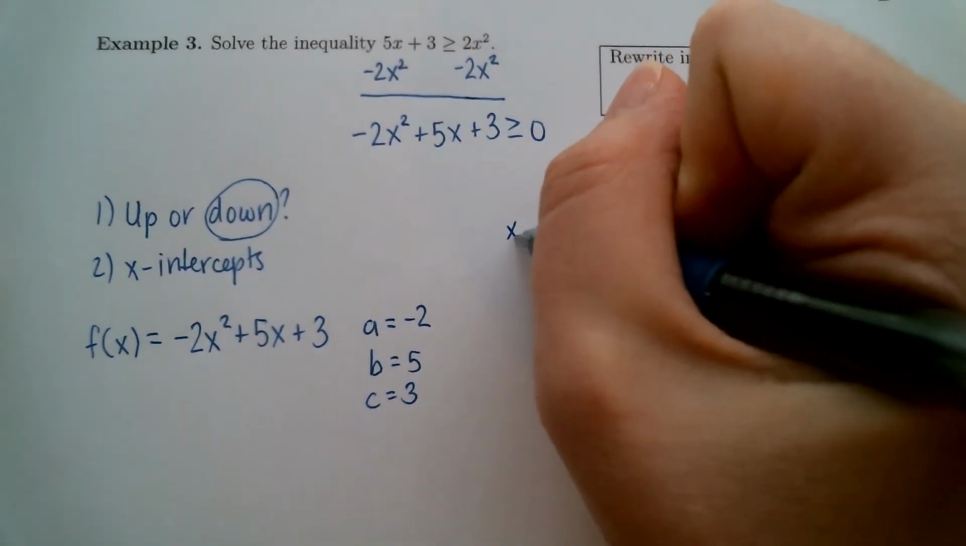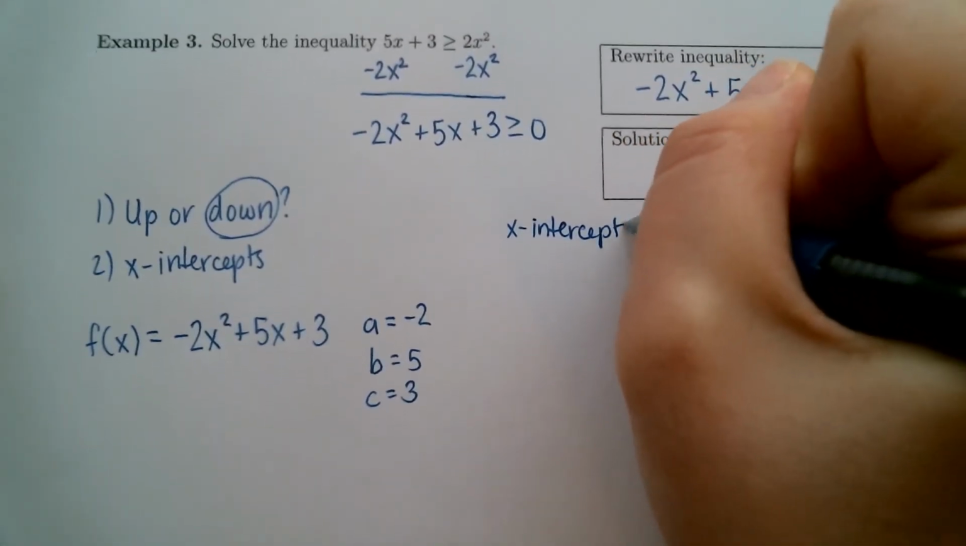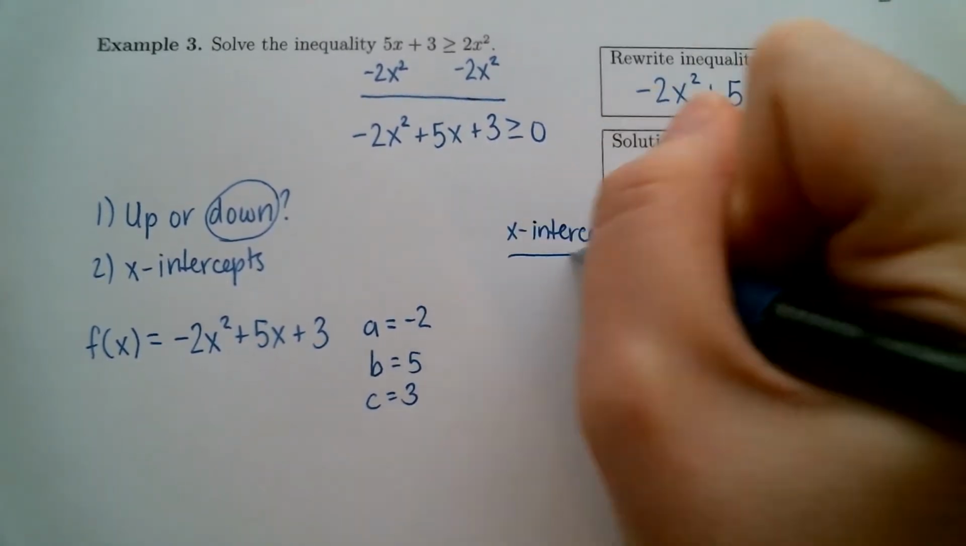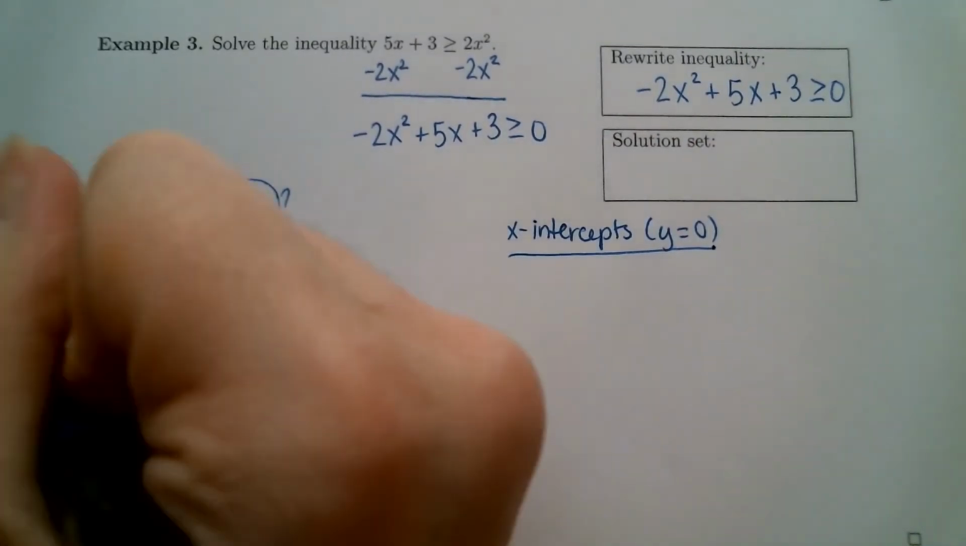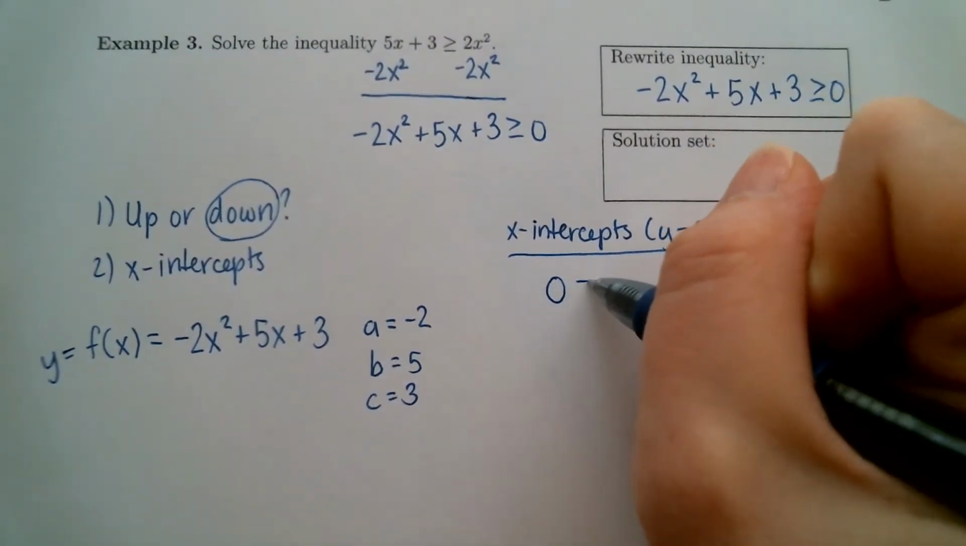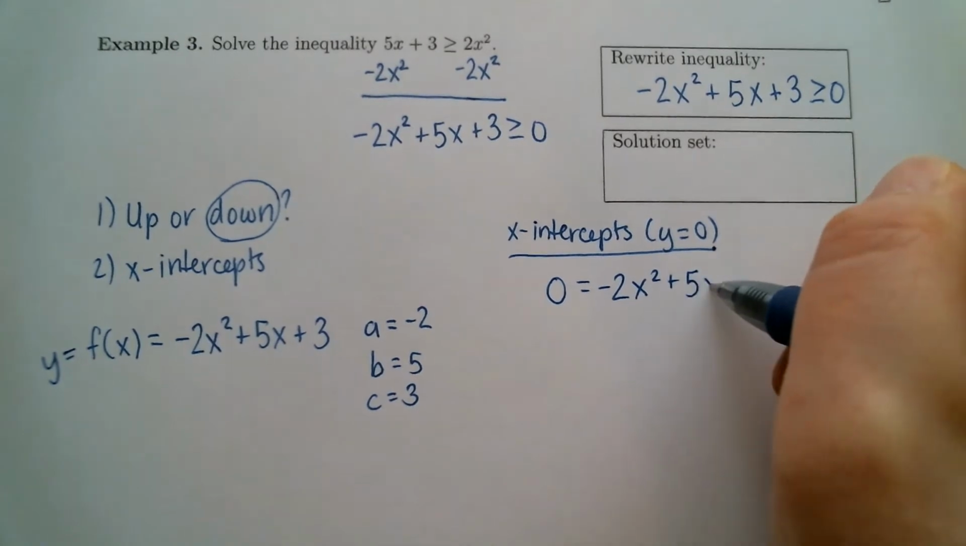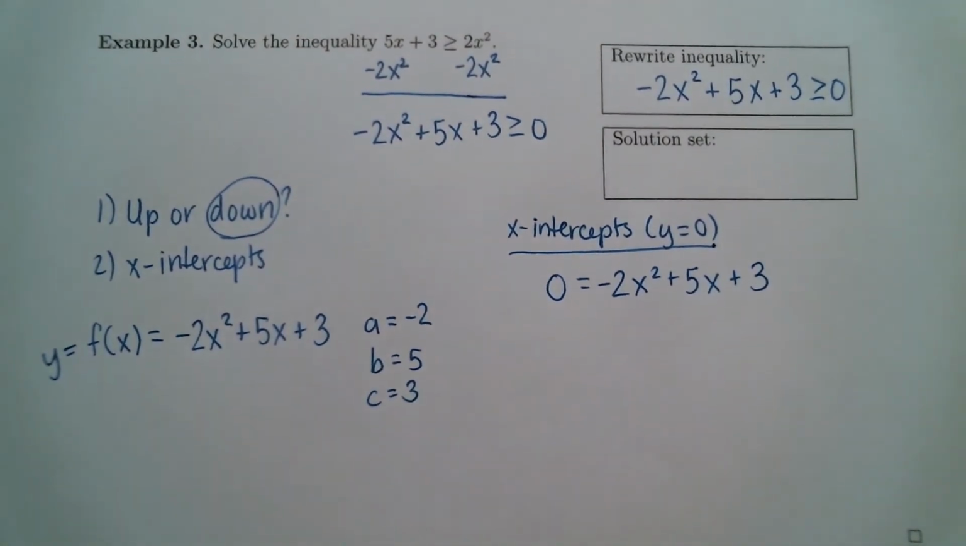For the x-intercepts, I need to set y equal to 0. Over here, this is your y. So we have 0 equals negative 2x squared plus 5x plus 3. We now have a quadratic equation, since we have an equal sign, so you either factor or use the quadratic formula. That negative 2 makes this tricky to factor, so I'm going to use the quadratic formula here, but you could try to factor if you wanted to. One side is 0, so I'm good to go.